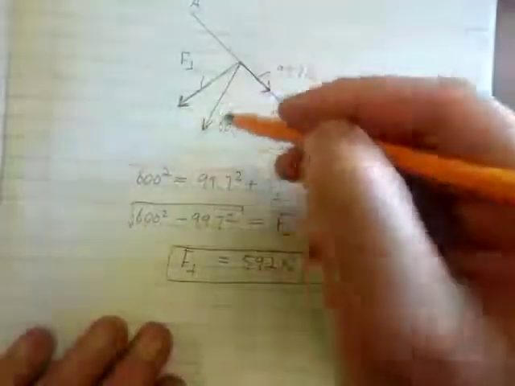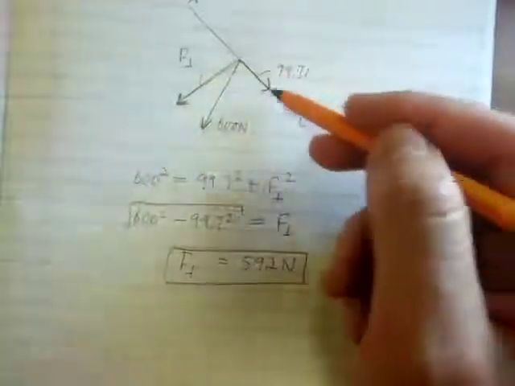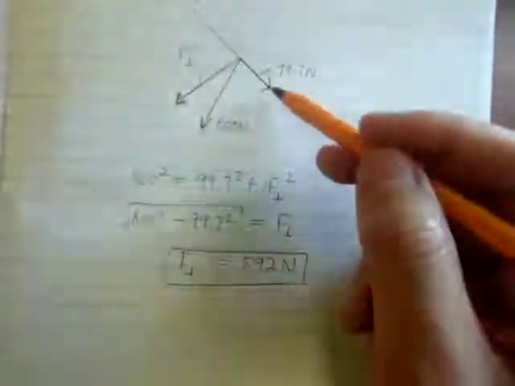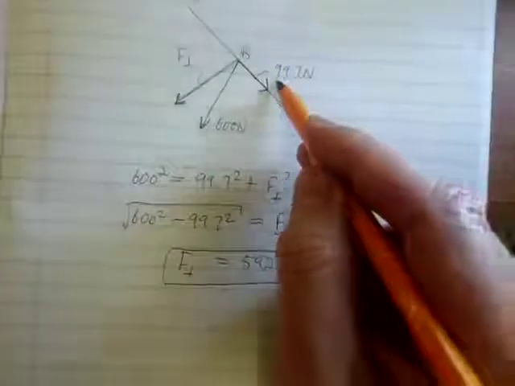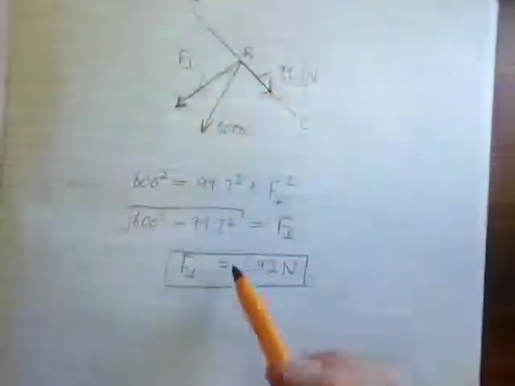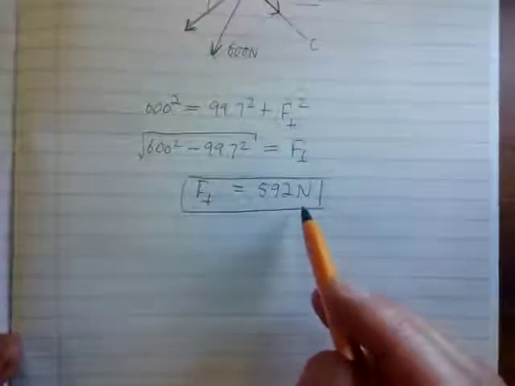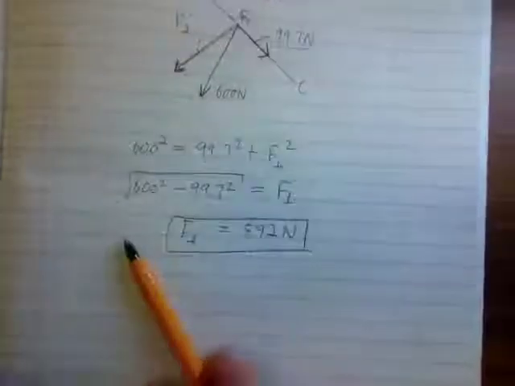So the magnitude of this force is 592 Newton. As I'm applying a force of 600, I'm actually getting the component along the line AC or BC of 99.7, and the perpendicular component is equal to 592. Okay, that's the end. Thank you.